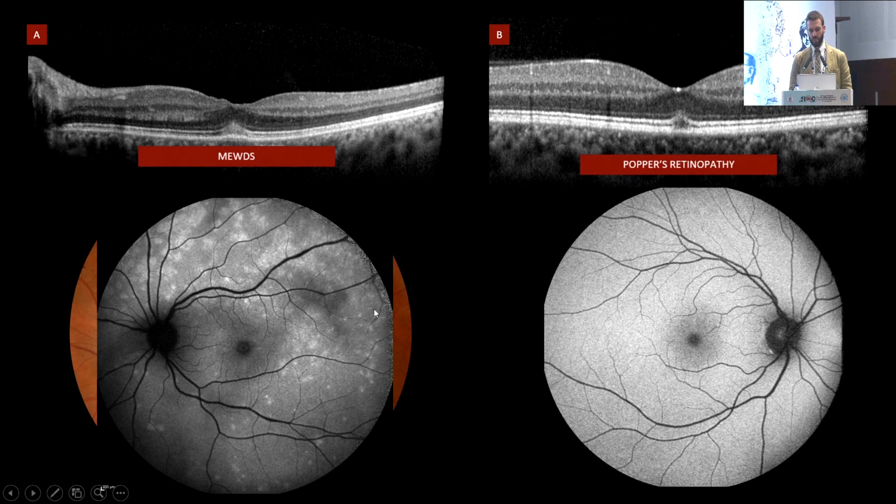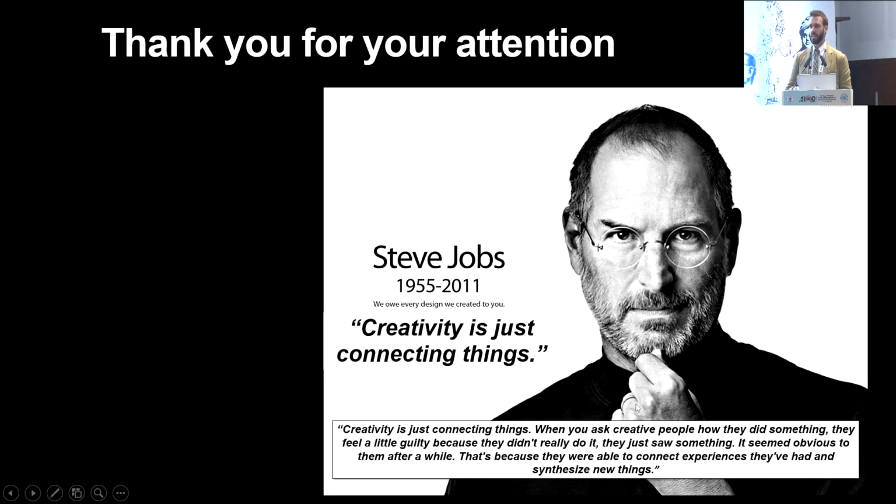Now this case is typical of MUTES. When we saw it present with the dots and spots which are hyper because the RPE is getting more exposed, and this is a typical Popper retinopathy. And I thank you for your attention.